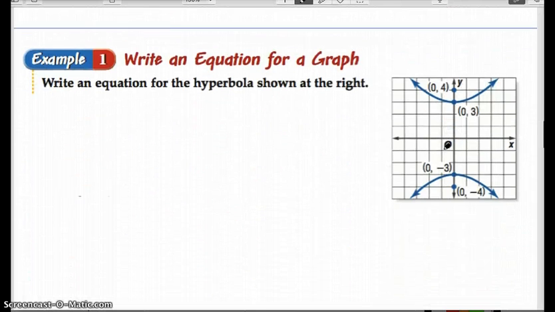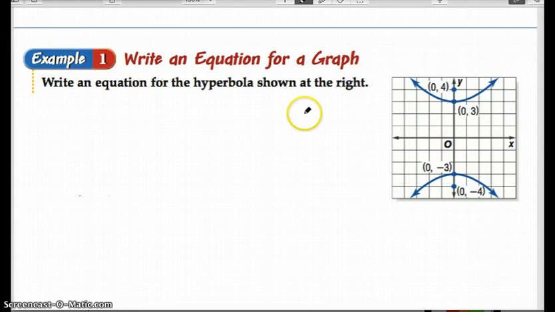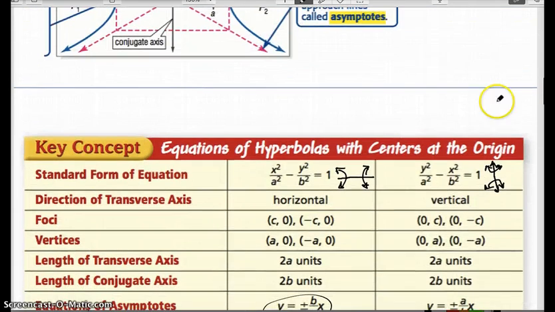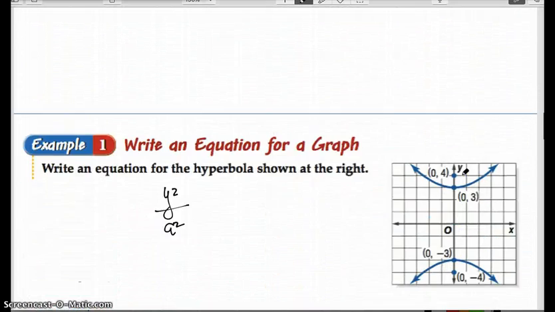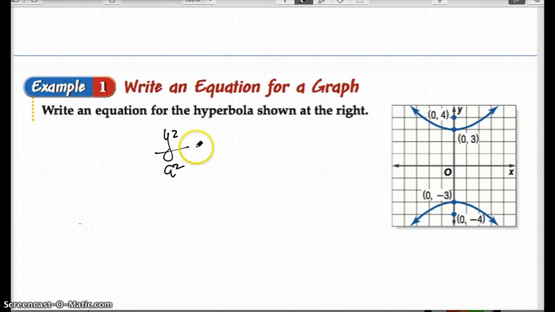So now that I have an idea of the way the equation will be written, I'm going to use the general form of it right here. I'm using this form to my right because I see that the orientation of the hyperbola is vertical. So y squared over a squared minus x squared over b squared is equal to 1.